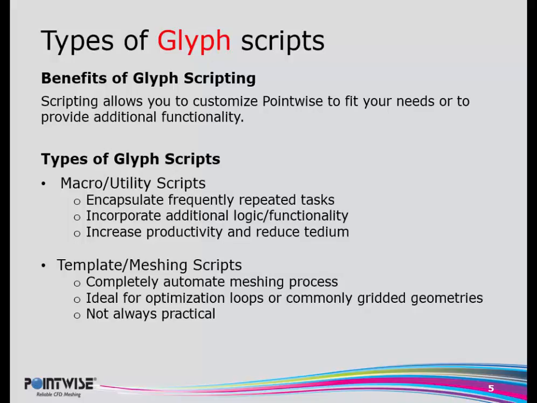The other type of script you can create is a meshing script or a template. This allows you to automate the entire meshing process start to finish, or most of it. It's great for optimization. A good example is automating the meshing for an airfoil or a turbine passage like what you saw earlier today. But in the end, it's not always practical.